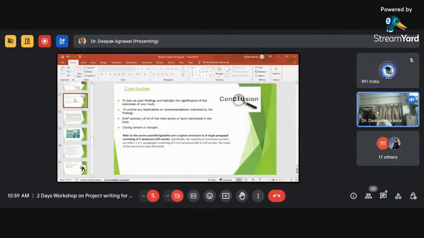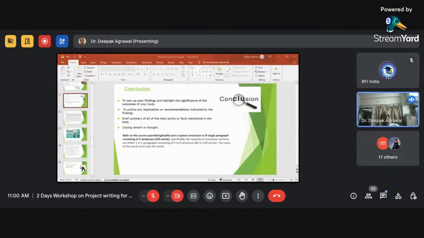And finally, your paper ends with the conclusion. While writing the conclusion, it must include the summary and everything. Not exactly a summary, but it must include each and every element of your work. The conclusion may start with the introduction, then the research question, then the objectives, the points you want to include, the methodology, and all of these things. It must outline any implications or recommendations indicated by the findings.